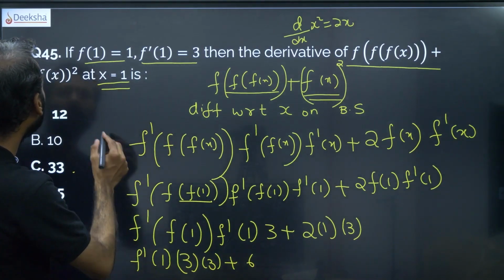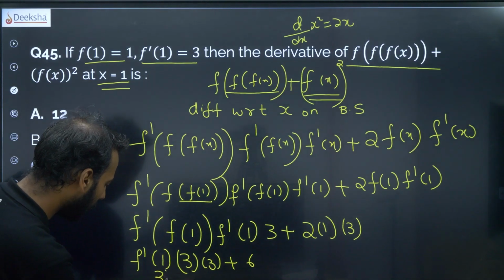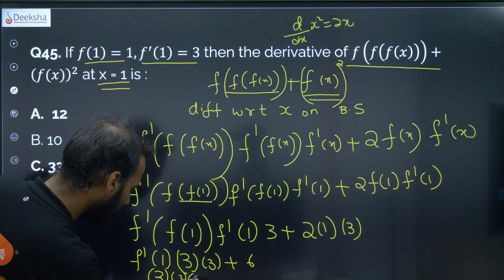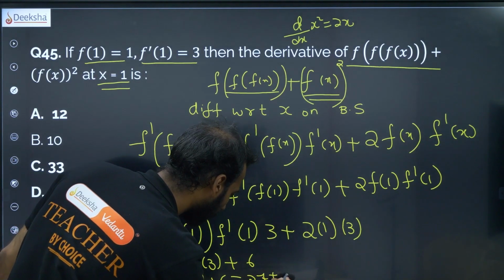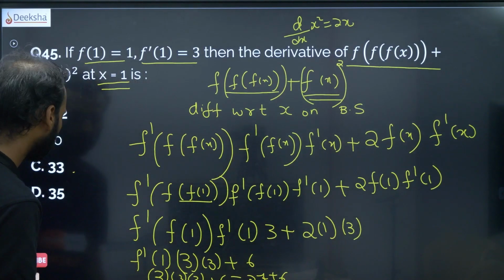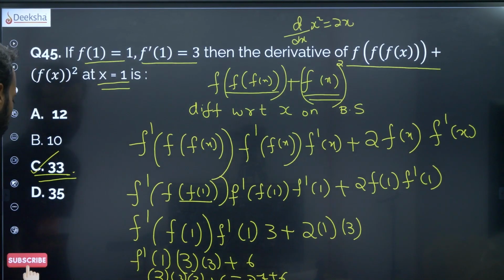So the derivative is 3 into 3 into 3 plus 6. So this is 27 plus 6. 27 plus 6 is 33. So the answer is 33.